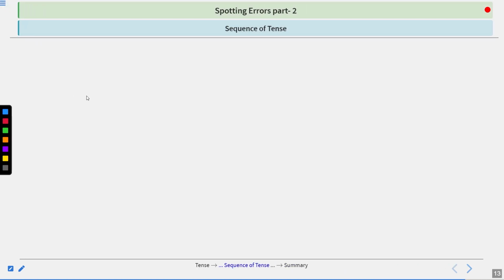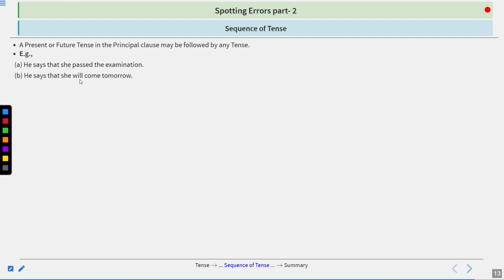Sequence of tense. A present or future tense in the principal clause may be followed by any tense. Example, he says that she passed the examination. So as you can see, a present or future tense in the principal clause may be followed by any tense. If you have used any present tense or future tense in the main clause, you can use any kind of tense in the subordinate clause.